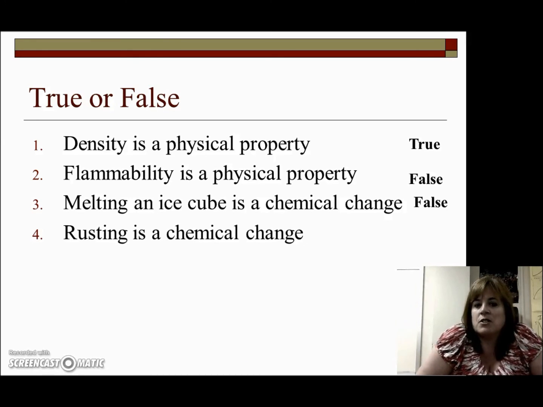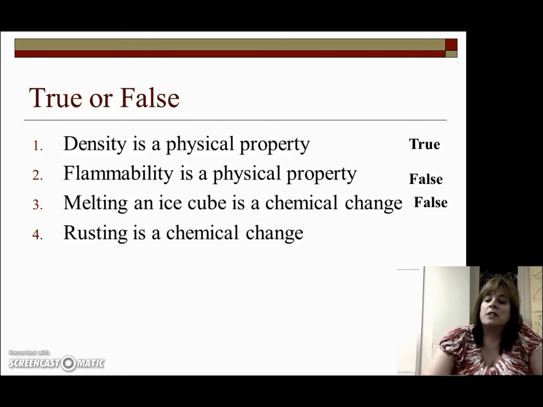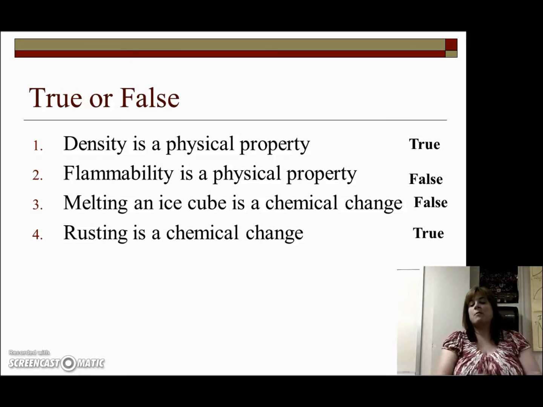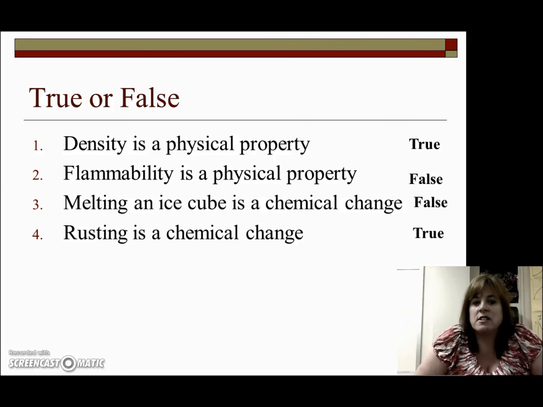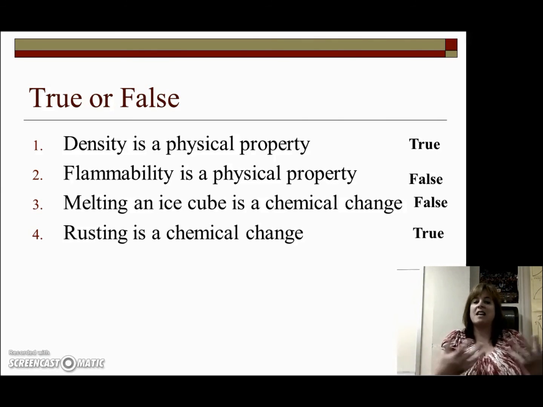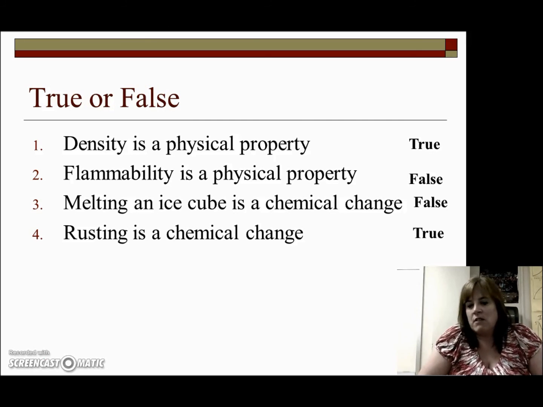Rusting is a chemical change. If you said true, you are correct. When something rusts, it actually changes the chemical identity. It actually becomes an oxide of the iron or whatever it was made out of to begin with.